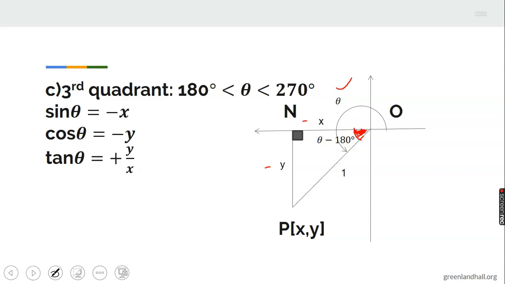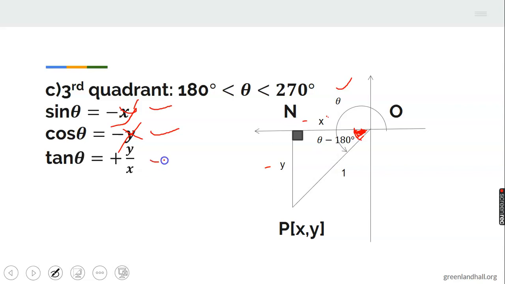This is the opposite. This is the adjacent. Now, the sine of this angle is going to be minus y. So sine is negative. For cosine, it will be minus x over 1, which is minus x. So cosine of this angle is negative. Sine too is negative.